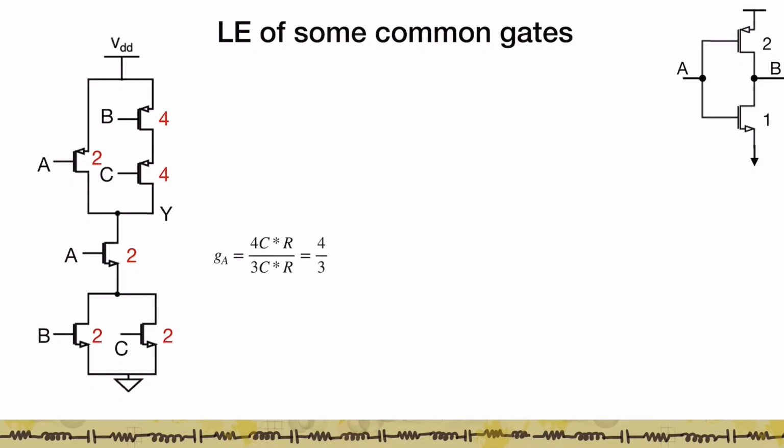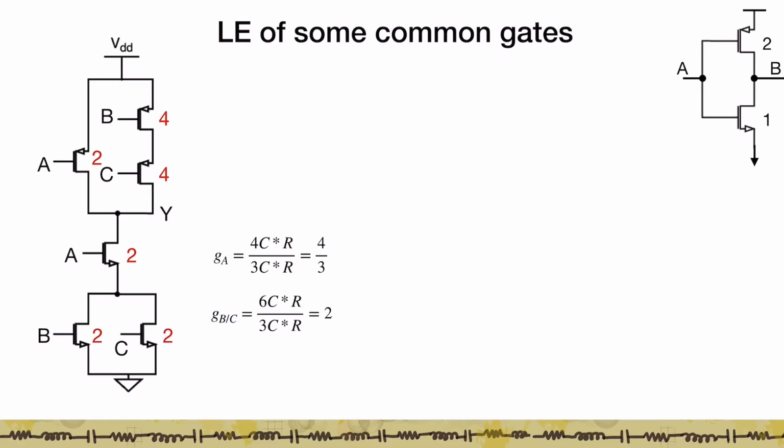And so therefore, if I find the logical effort for input A, the input capacitance is 2 plus 2 times the pull down resistance or the pull up resistance, which is going to be R. Compare that to the inverter. So the logical effort for the input A is going to be 4 by 3.